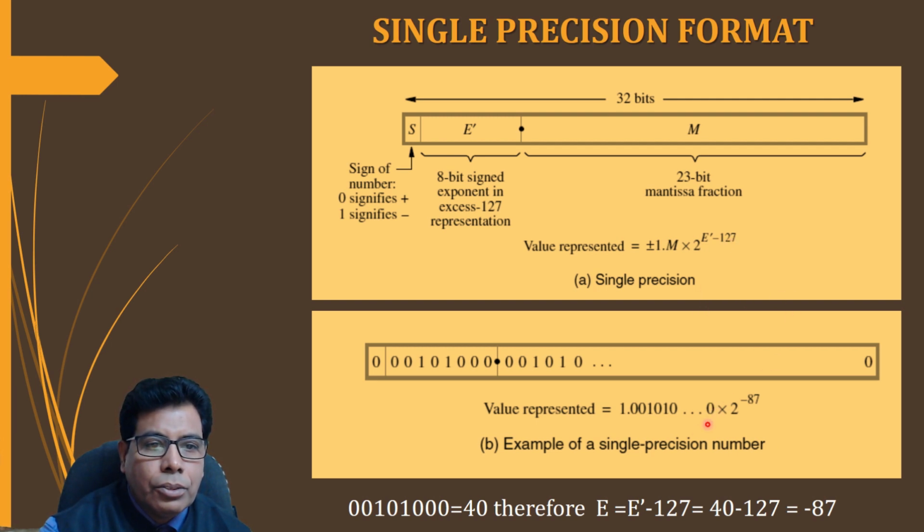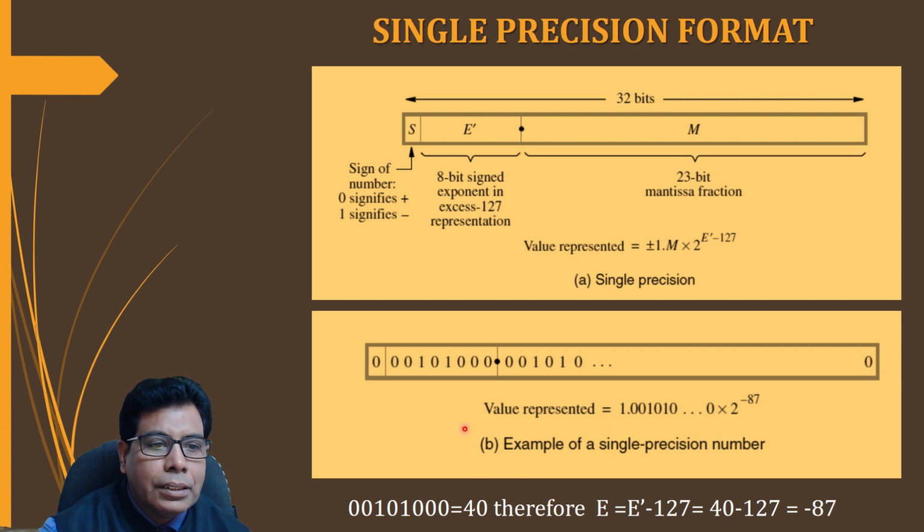So you can take the example here. Now here we are representing the fraction 0, 0, 1, 0, 1, 0, 1. Now this is not normalized, so we'll have to change the decimal point. So the decimal point will be shifted here, and accordingly we'll get the value represented.